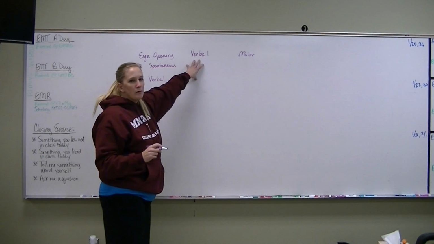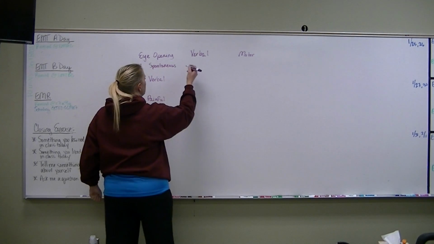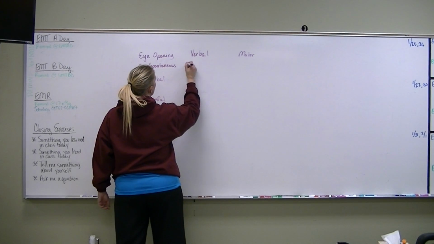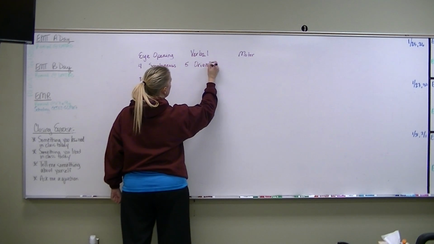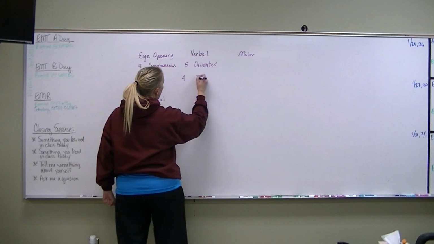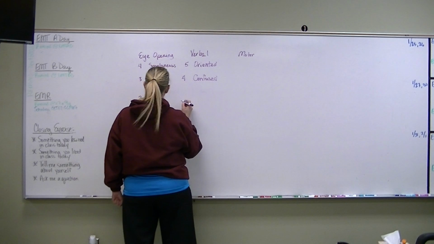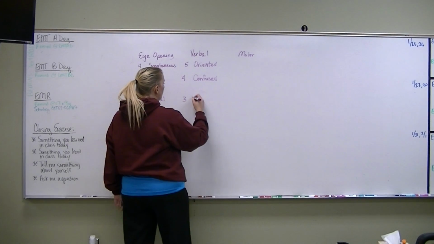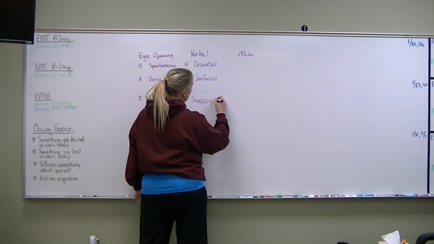When we come to verbal responses, this is a 5-point scale. So at the top of verbal responses, we have oriented. At 4 points, we have confused. At 3 points, we have inappropriate. So you can understand what they're saying, but the words they're using are not appropriate for the situation.